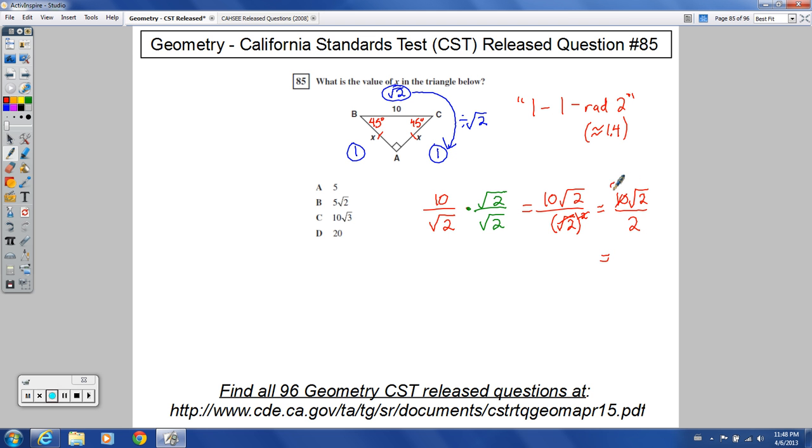This you could reduce to a 5 and a 1. The outside, the square root parts can be reduced in that way. Your final answer then should be 5 radical 2, since dividing by 1 is still the same thing as the number itself. So choice B for number 85.